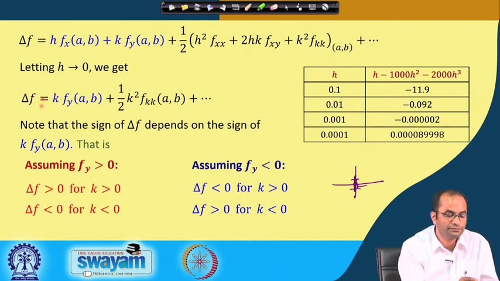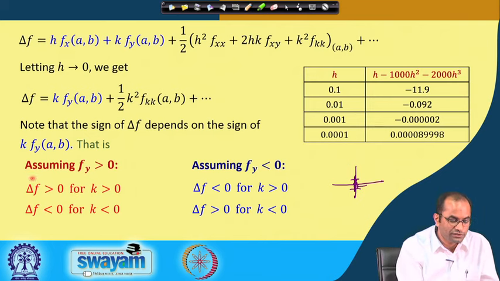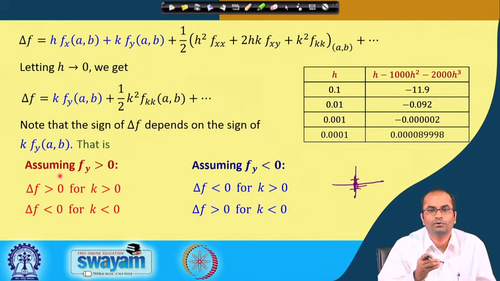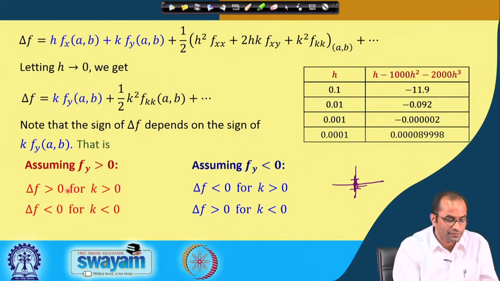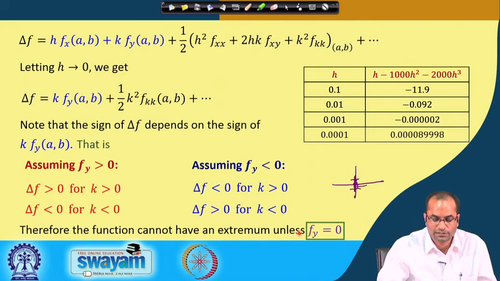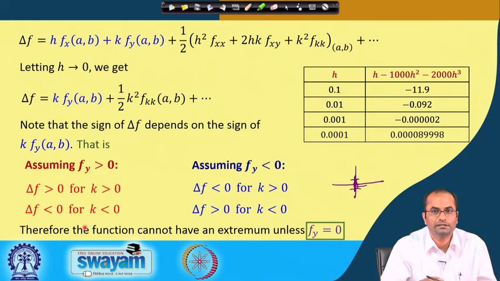The delta f was the difference between the value at the point (a, b) and the value in the neighborhood. So, it is changing its sign, but to have a local maximum or local minimum, it should not change its sign, because only then can we determine that this is a point of local maximum or local minimum, when all the points in the neighborhood behave with the same sign. Here delta f is positive for some points and negative for others in the neighborhood, and that will conclude that the function cannot have an extremum here, unless this f_y is 0, because we are moving in the neighborhood of this point.